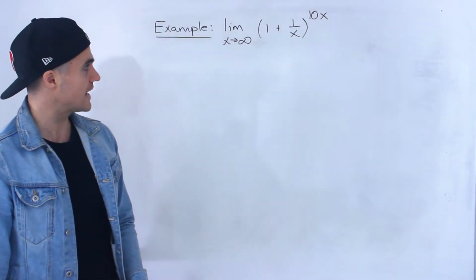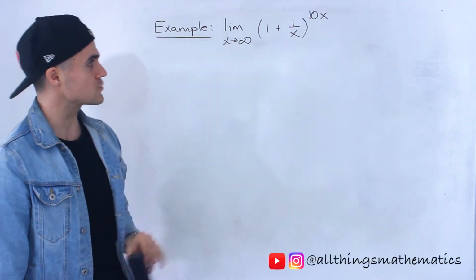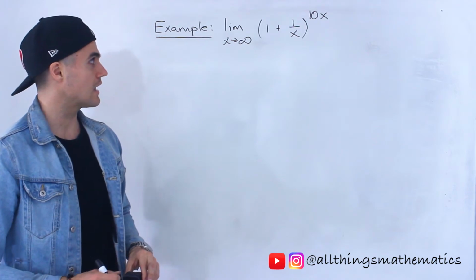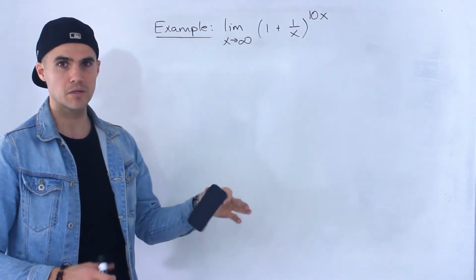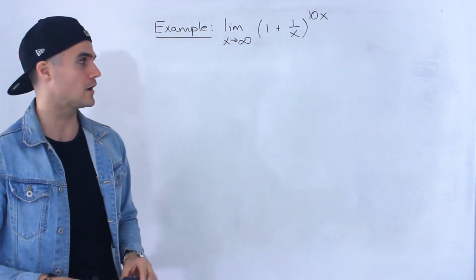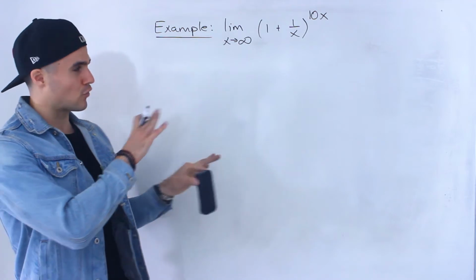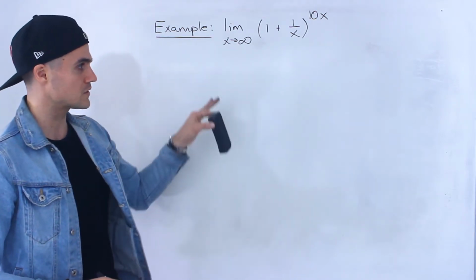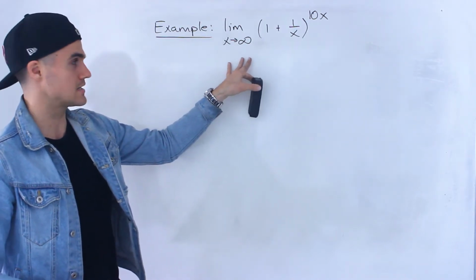Moving on to the next question. So we've got the limit as x approaches infinity of (1 plus 1 over x) all to the power of 10x. And this limit here is actually a very popular limit. The result is a very popular one, and I'll expand on the different formats that this could potentially be in at the end of the video once we go through the process. But for now, let's just deal with the limit as it's given.